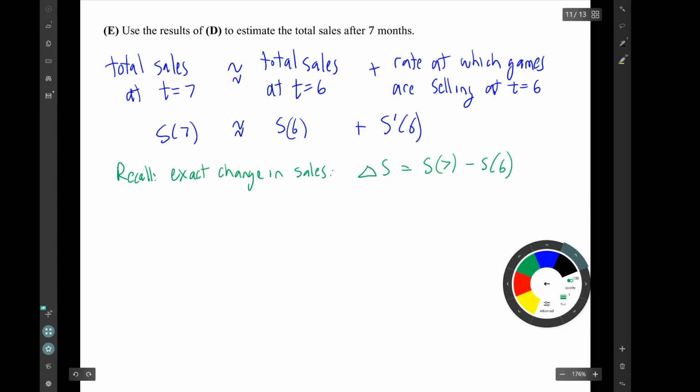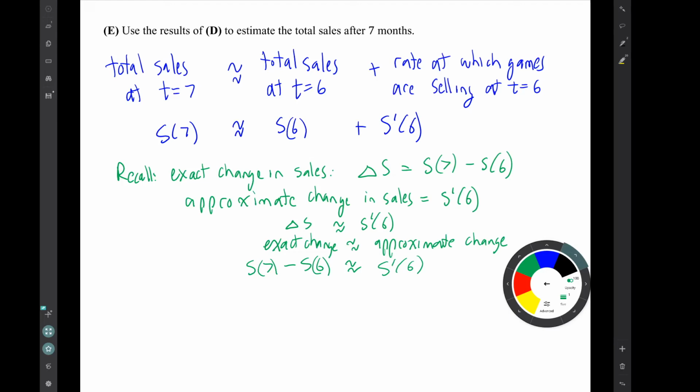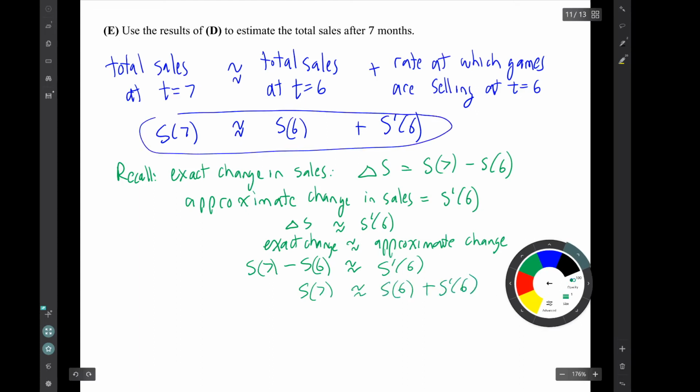The approximate change of sales is given by the marginal quantity. So when we were discussing approximations, we had this idea. We have this equation that says S(7) minus S(6) is roughly S'(6). In other words, the equation that we wrote up above is completely the same as the equation that we had back in section 2.7 when we were talking about marginal analysis.